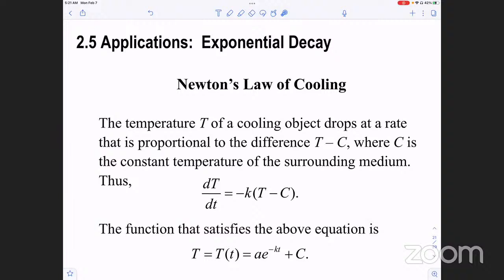So then we have Newton's law of cooling. The temperature T of a cooling object drops at a rate that is proportional to the difference T minus C, where C is the constant temperature of the surrounding medium. So then we have dT by dt, where T is the temperature of a cooling object. So dT by dt equals negative K times (T minus C). The function that satisfies the above equation is this, based on time.